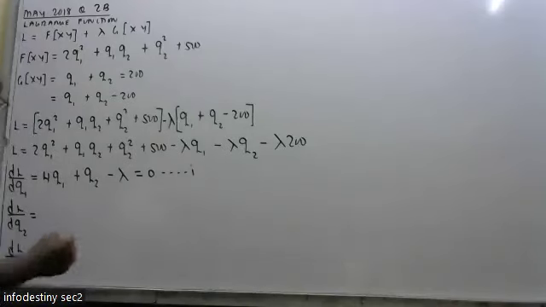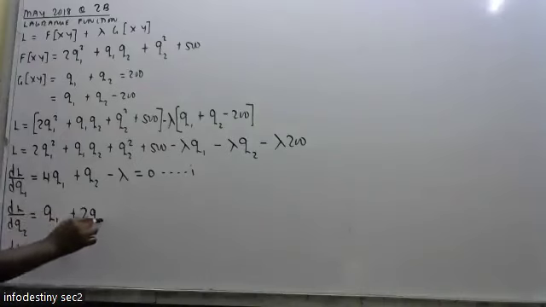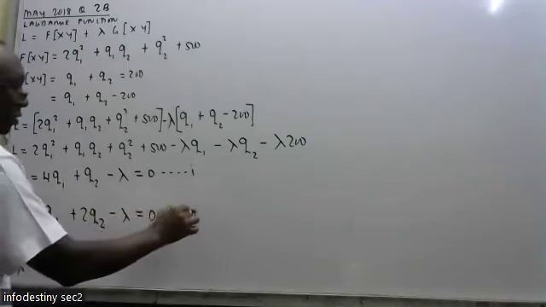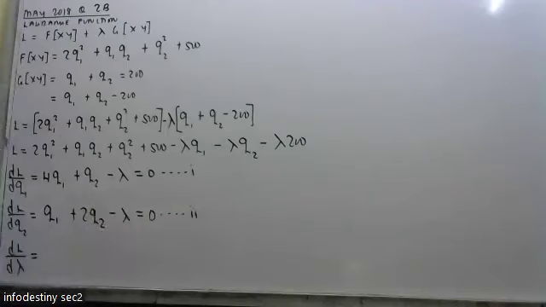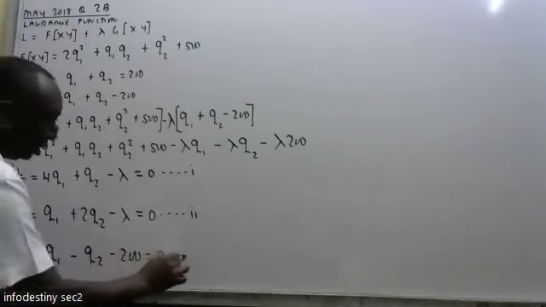Umepata nini? This one you have gotten Q1 plus 2Q2 minus lambda equals 0, and you call it equation 2. Then this one you have gotten Q1 plus Q2 minus 200 equals 0, and you call it equation 3.